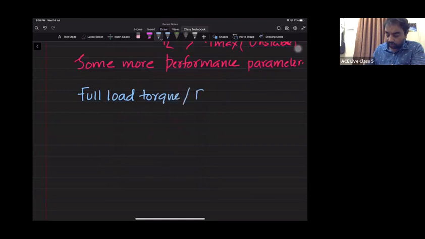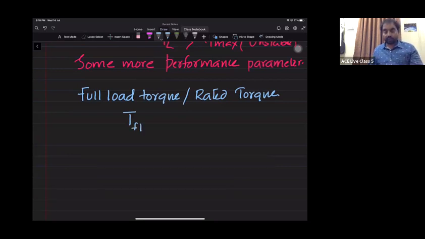or rated torque, right? So we represent this full load torque with suffix T suffix FL. So before I use the equation to calculate the full load torque, what is the full load torque definition? Can anyone tell me the definition for full load torque?